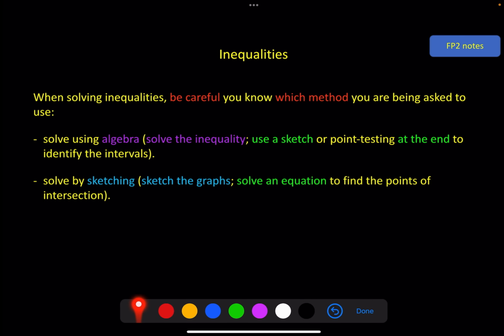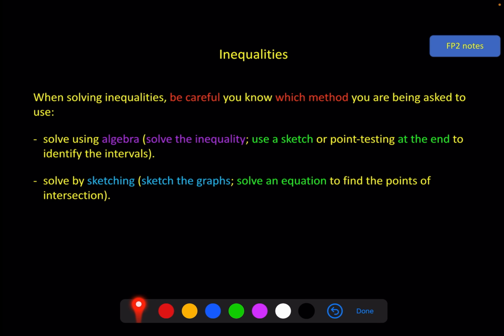Contrasting with that is what we just did, solve by sketching. You must sketch the graphs first. Then as part of that you will do a bit of algebra, but it won't be solving an inequality. You'll be solving the equation just to find the points of intersection that you've already seen on your graphs.